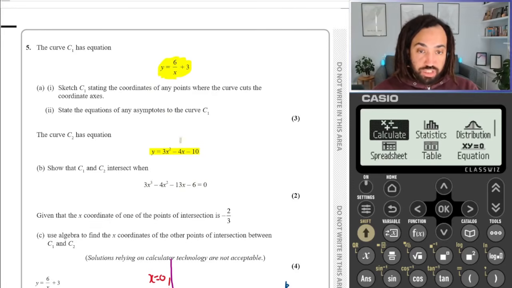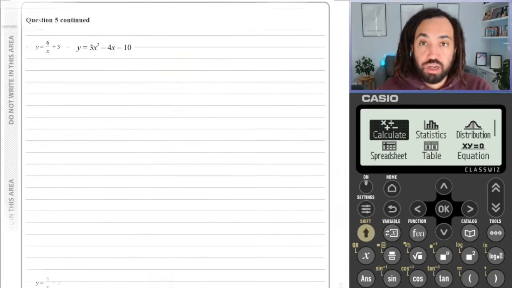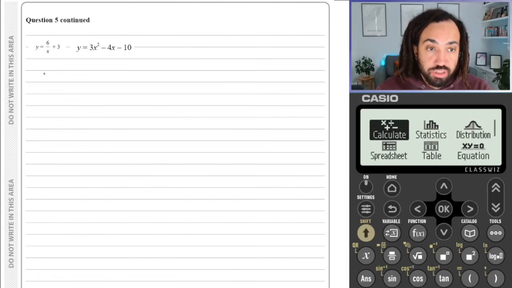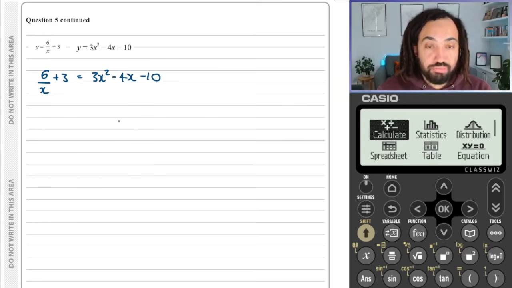Now, in order to solve these two simultaneously, the easiest way to do that is to set them equal to each other, because they are both equal to y. So we can set them equal to each other, and I will do that now. So we're going to do 6 over x plus 3 is equal to 3x squared minus 4x minus 10.